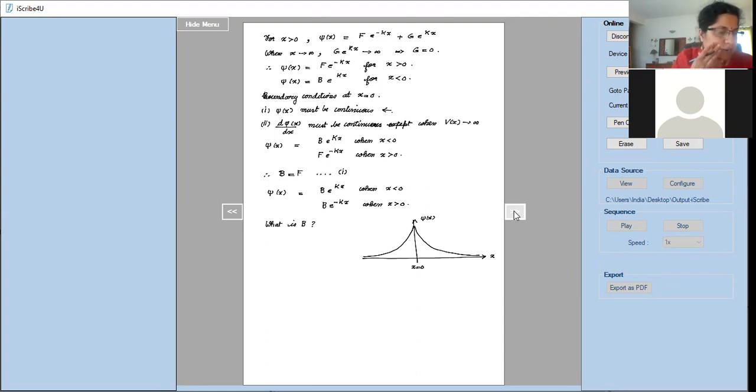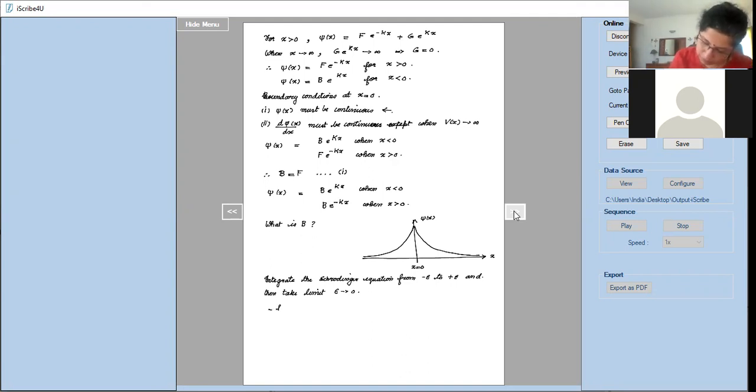Let's now go further. This is a trick which you can pull. You integrate the Schrödinger equation from minus epsilon to plus epsilon, and then take the limit epsilon going to 0. This is how we will probably get a handle on B. You're going to integrate the Schrödinger equation itself. So let's now have a look at it.